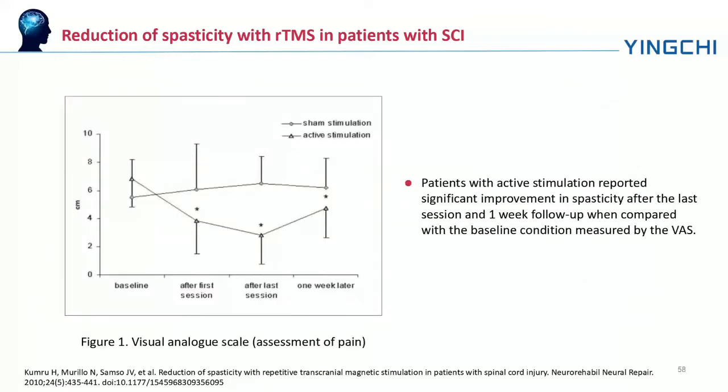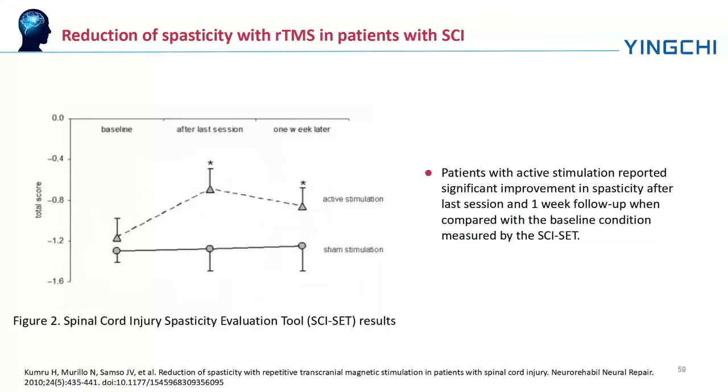As you can see in the results, in the VAS score, patients with active stimulation reported significant improvement in spasticity after the last session and at 1-week follow-up when compared with baseline condition measured by the VAS. And this is the result of the spinal cord injury spasticity evaluation tool. Patients with active stimulation reported significant improvement in spasticity after the last session and at 1-week follow-up when compared with the baseline condition.